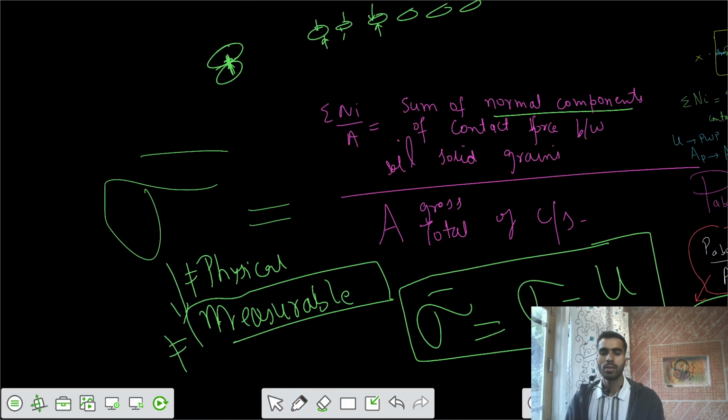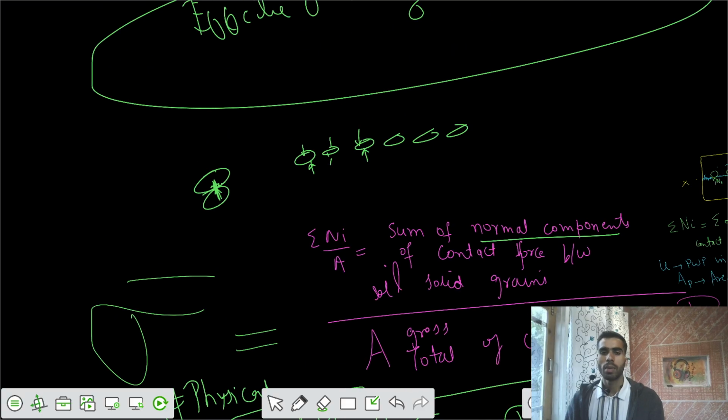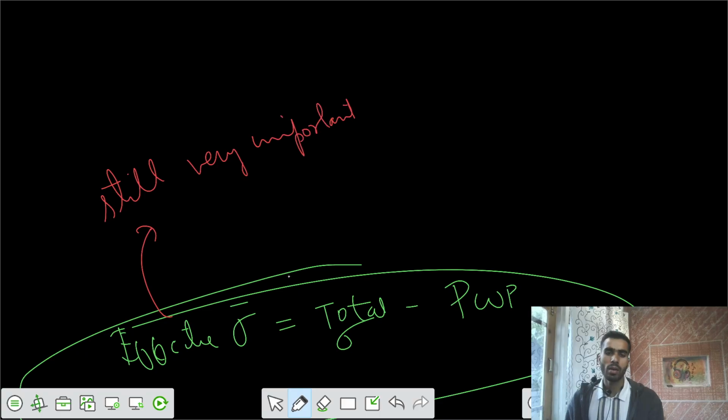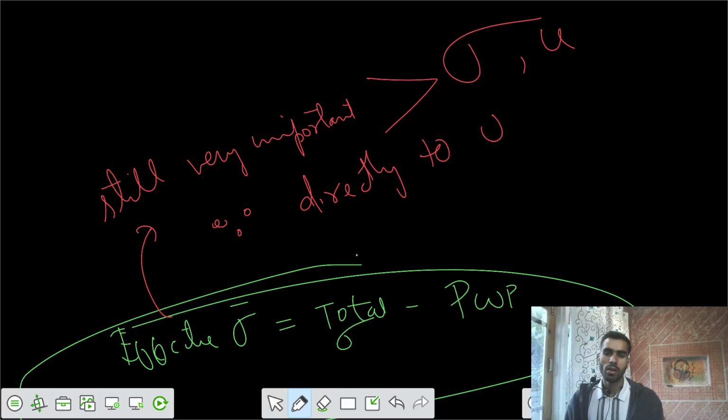Now, we see that this is not a physical parameter, this is not measurable, but this is still very, very important. This is very important as compared to total stress or pore water pressure, because all the properties of your soil are directly related to effective stress.